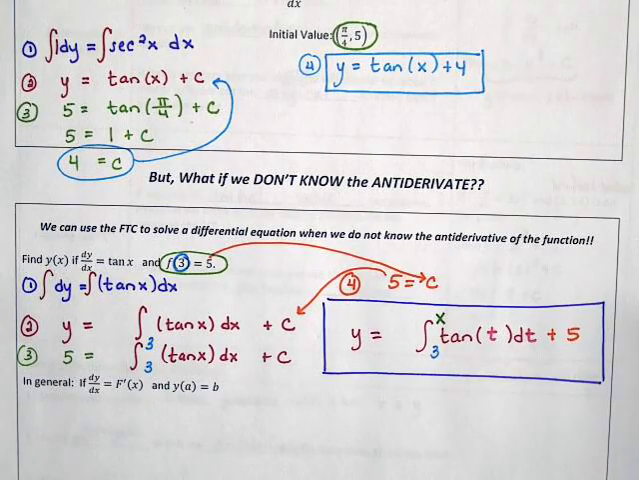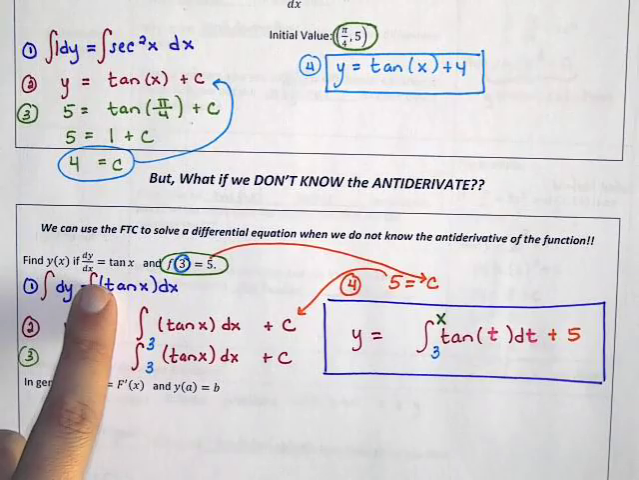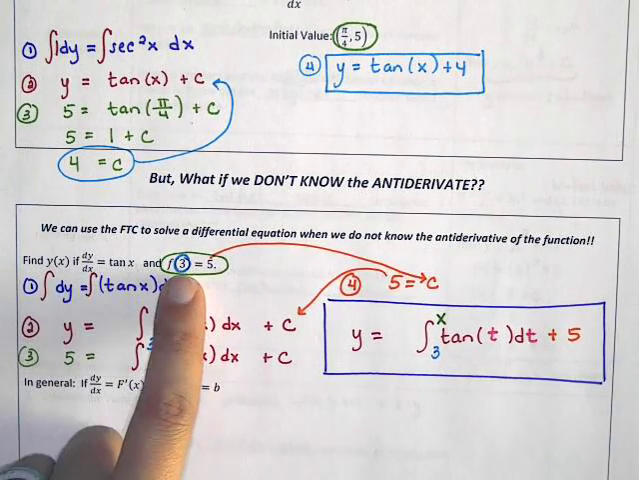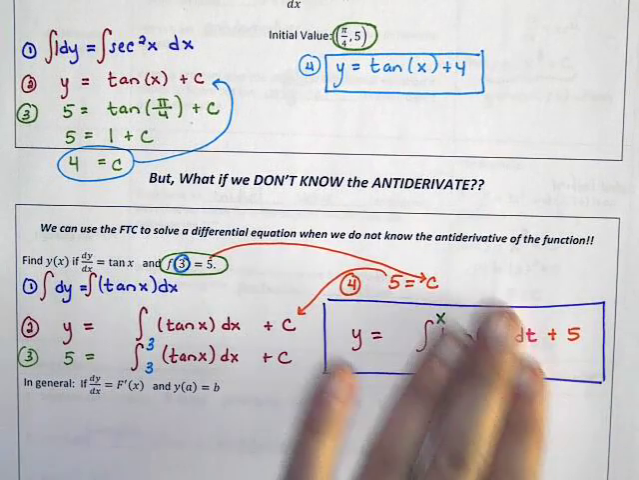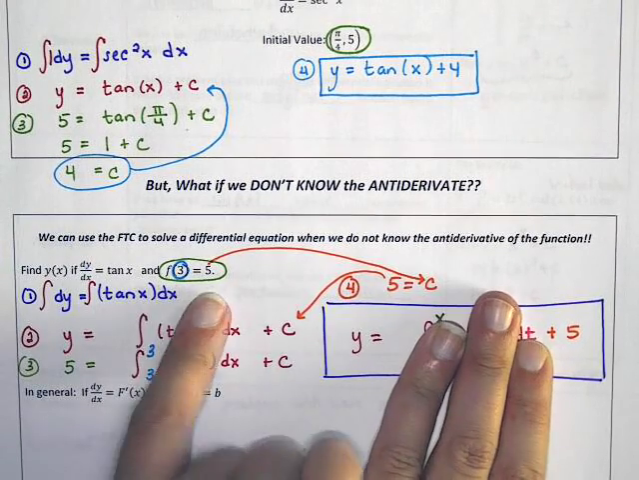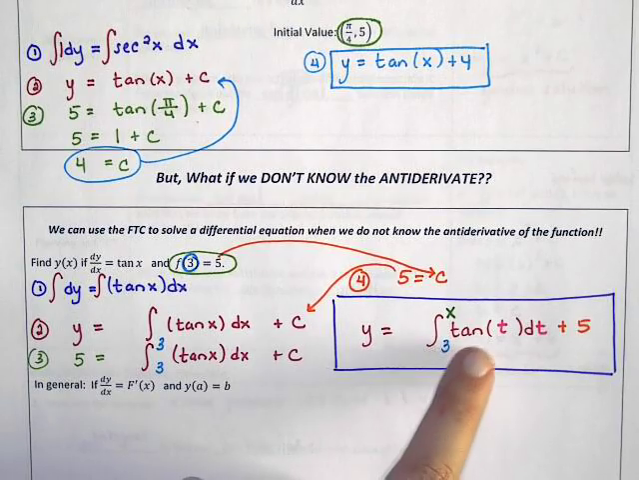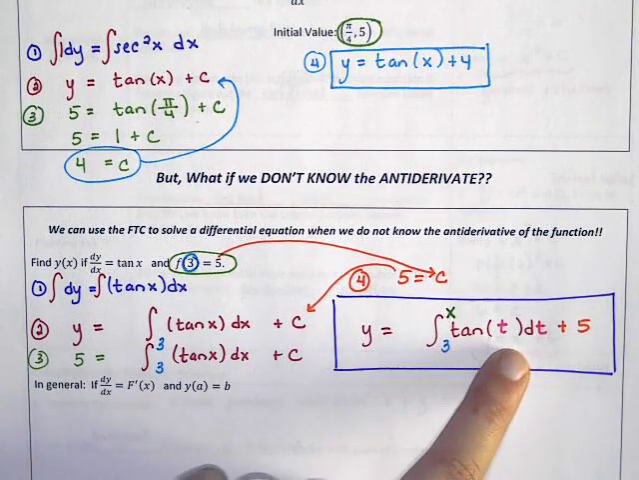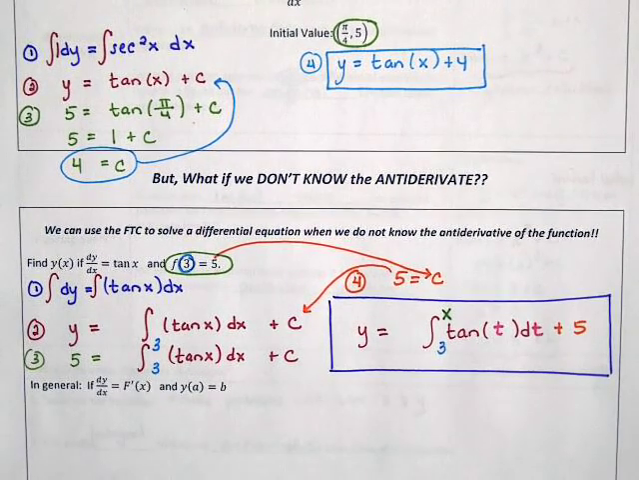Now let's see if this makes sense. Does it make sense that this function would meet this criteria? Well, if I plug in the number 3 for the x, I have the integral from 3 to 3, which means this goes away, and I just get 5, which is what I wanted. When I plug in 3, I want to get 5. If I take the derivative, this integral is going to give me the original function, the tangent function, with x plugged in. So yeah, the derivative would still be tangent. So that is a function, even though it's defined as an integral, that meets those criteria.